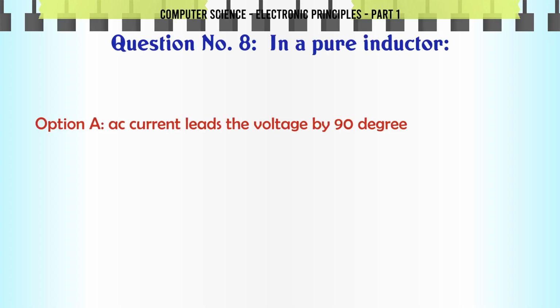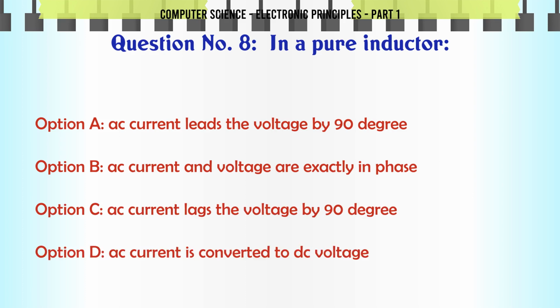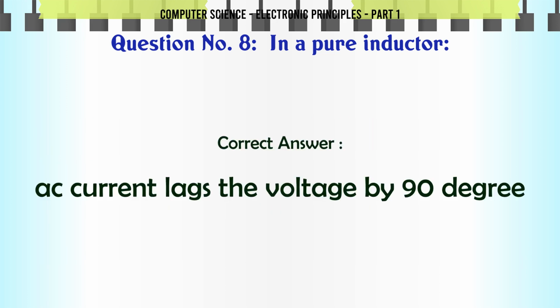In a pure inductor: A. AC current leads the voltage by 90 degrees. B. AC current and voltage are exactly in phase. C. AC current lags the voltage by 90 degrees. D. AC current is converted to DC voltage. The correct answer is AC current lags the voltage by 90 degrees.